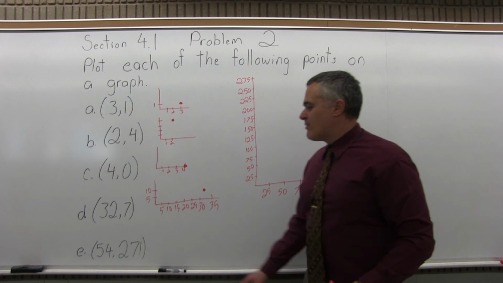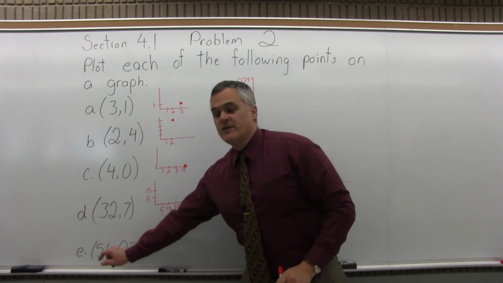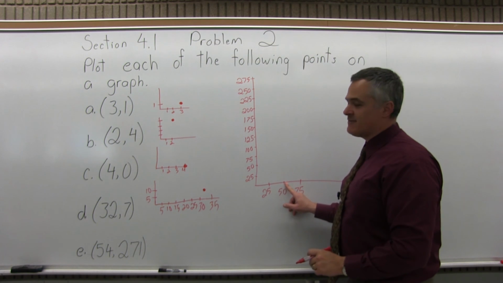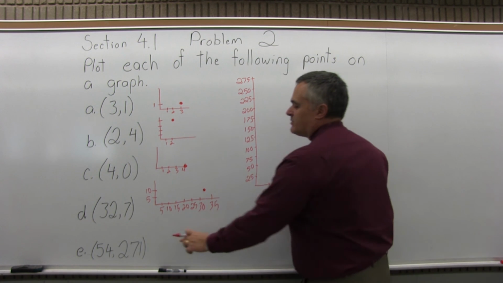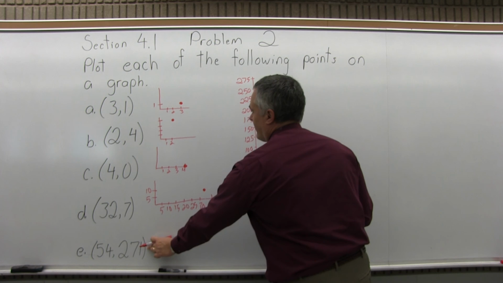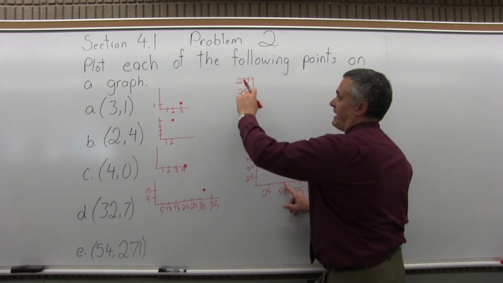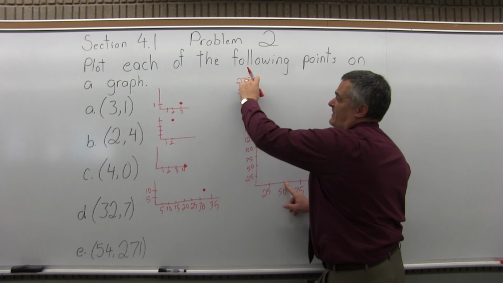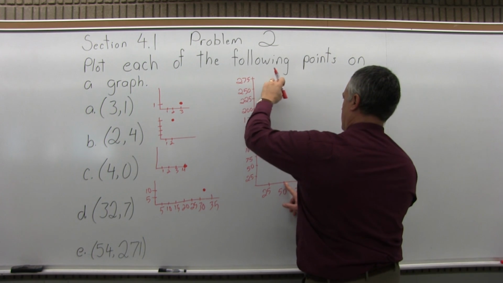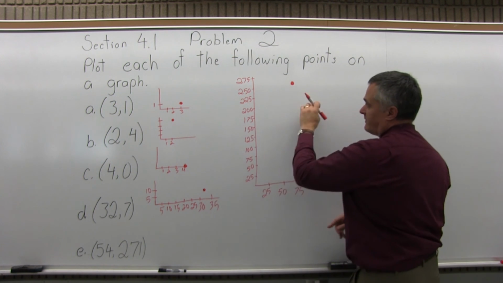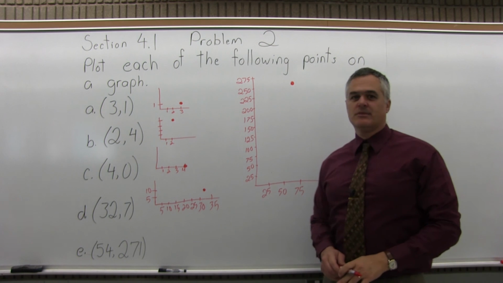So our point is going to go over 54. Again, I don't have exactly 54 on my number scale, so a tiny bit past the 50, and up 271 for the y value. I also don't have 271 exactly on my number scale, so 275, a little less. And if I match those up, that looks like it would be over 54 up 271. And that's the last one.